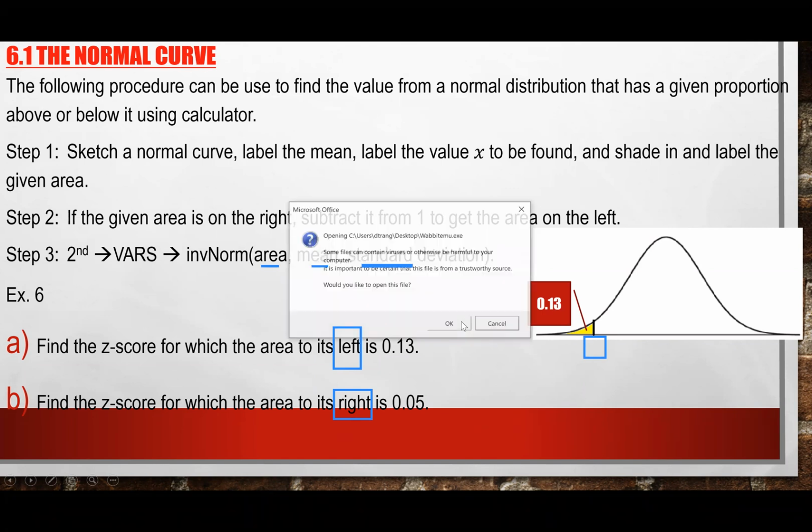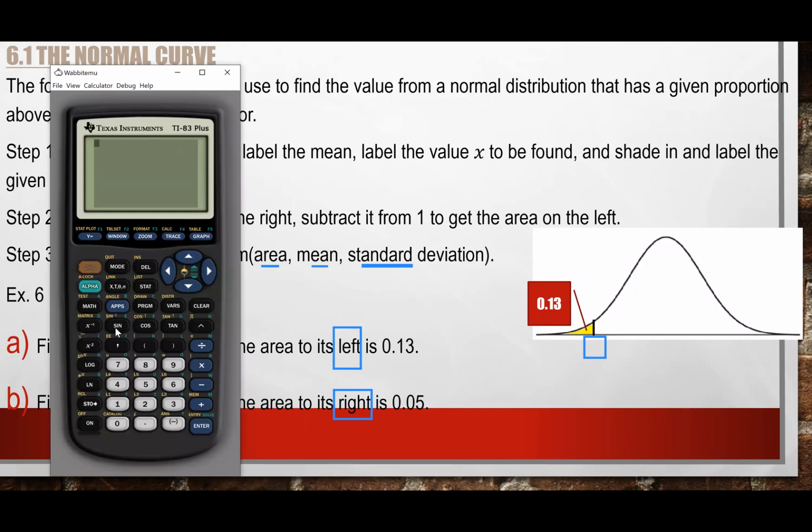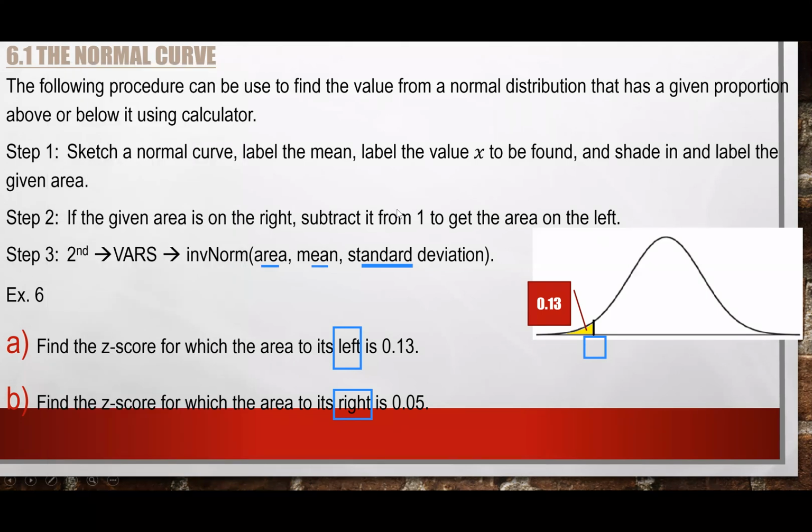All I need to do is type in my inverse norm. Because they asked us for the z-score, and they give us the area, we will use the inverse norm. We type inverse norm 0.13, comma 0, comma 1. That's all you need to type in. In this case, you have a negative 1.26, or depending on how many decimal places they want. If they want 2 decimal places, you give them 2 decimal places. If they want 3, you give them 3.